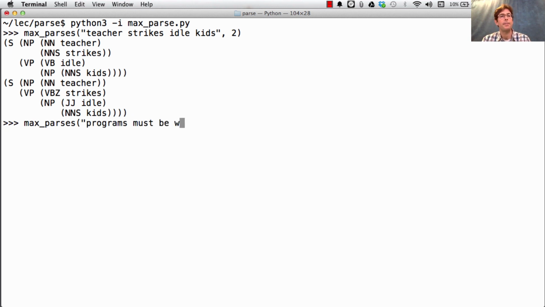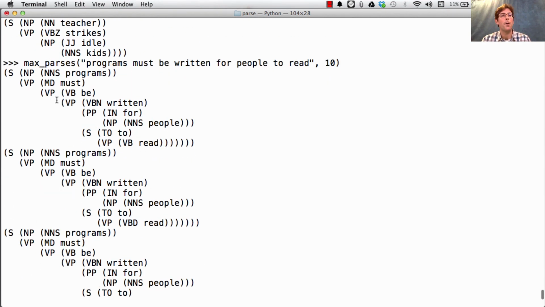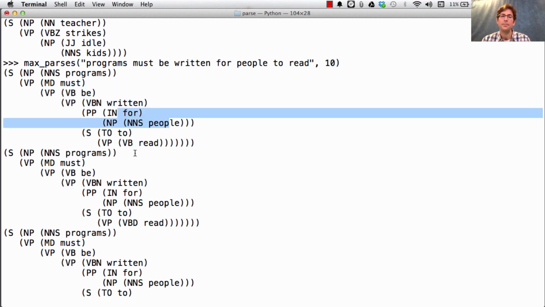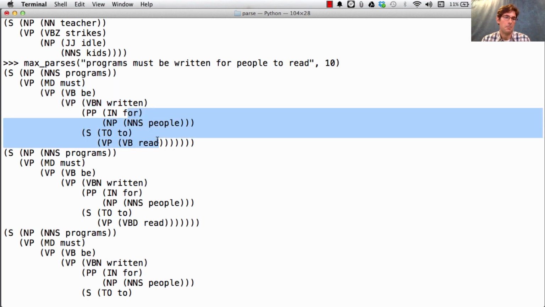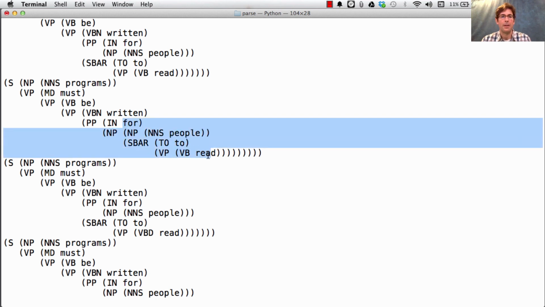Programs must be written for people to read. Let's get 10 different alternatives for that. And after some work, it will come up with reasonable syntactic structures for this sentence. Programs must be written for people. In this case, it doesn't realize that for people to read should be all one clause, because it doesn't have enough evidence to believe that. So instead, we have to look down the list quite a ways in order to find the correct interpretation. But this one has the right structure. Programs must be written for people to read.